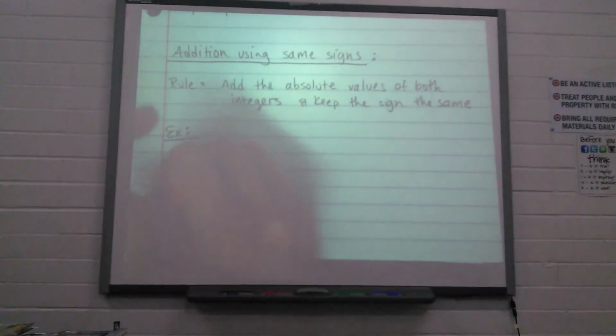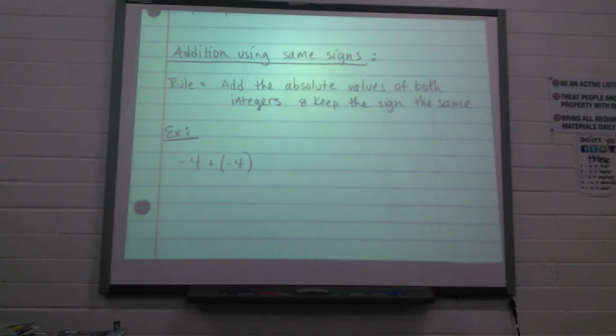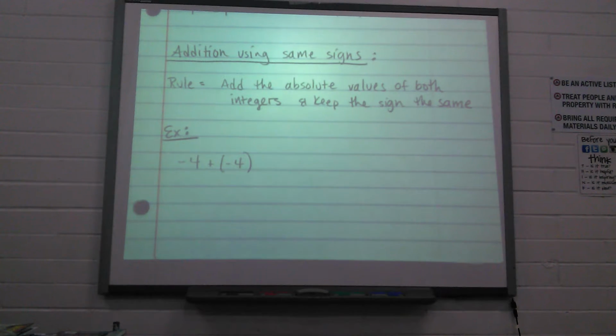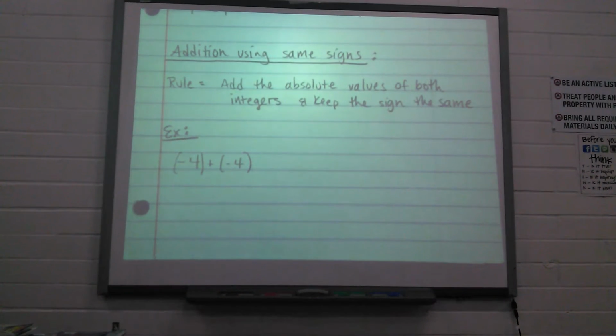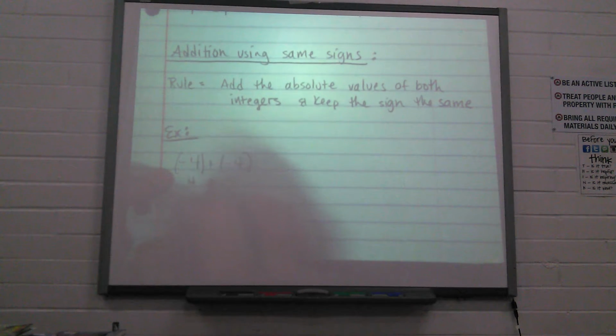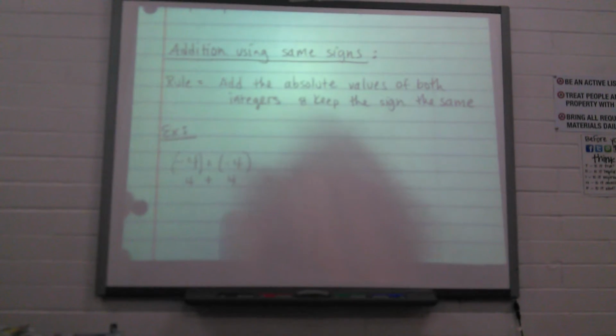Today's examples, let's start with -4 plus -4. I'm going to put my negatives in parentheses just so you don't confuse them with the adding and subtracting signs. So I'm going to go ahead and put parentheses around there just so it's less confusing. Okay, so what's the absolute value of negative 4? 4 plus absolute value of negative 4, 4 equals 8. And which sign am I seeing here? Are they both positive or are they both negative? That's right, they are both negative, so I'm going to keep that negative sign the same.